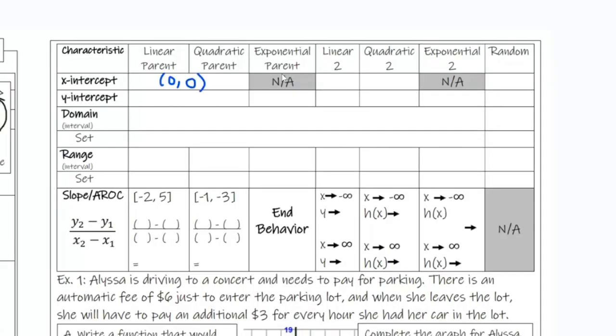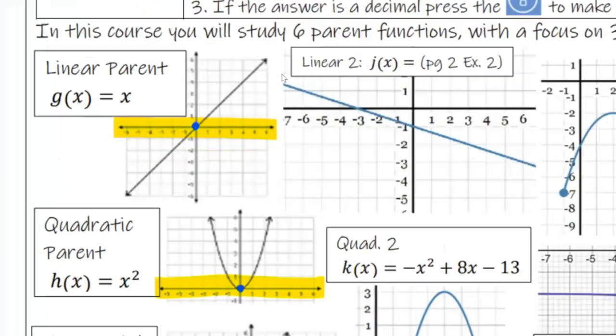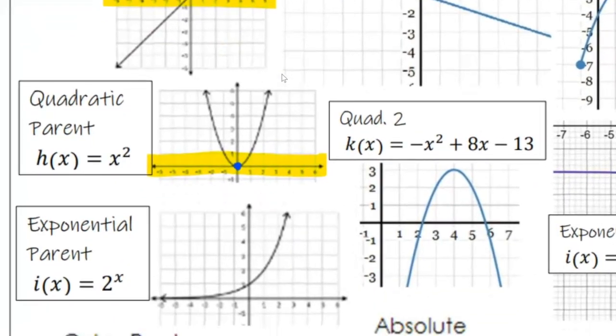All right, then you can see that for exponential parent it says not applicable. And I'm just going to quickly show you why it says not applicable for exponential functions. So again, I'm going to highlight my x-axis. In this coordinate plane, it does look like the graph does touch the x-axis. However, when we do this unit, you'll understand what I'm talking about in detail. This graph actually approaches 0, but never quite touches it. So it gets very close to it, but doesn't touch it, and that's why it's NA.